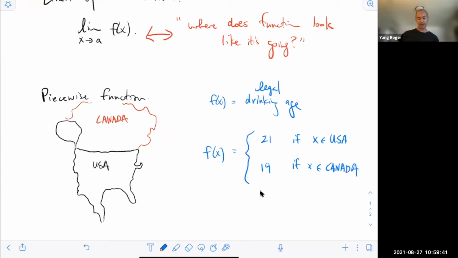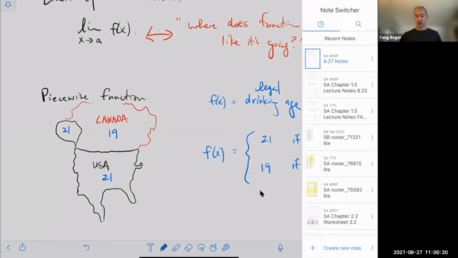So what have I done? I've taken the domain of North America. North America is our domain. I've divided it up into different pieces, namely USA and Canada. And then what I'm saying is the output of the function will be different depending on which piece you're on. So if you live in Canada, it's going to be 19. If you live in the US, it's going to be 21. If you live in Alaska, Alaska is part of the US, so that's still 21. So this would be a real life example of a piecewise function. Does this make sense to you all? Are there any questions about that?